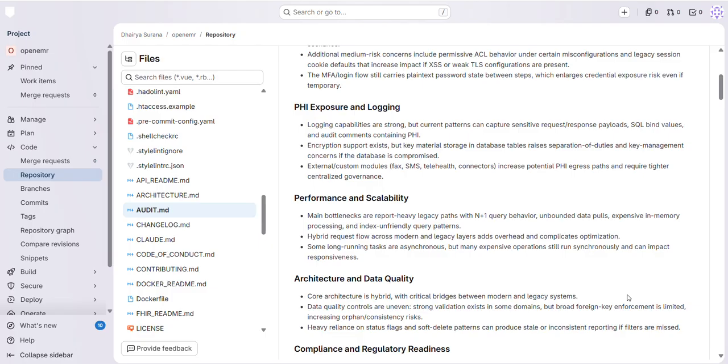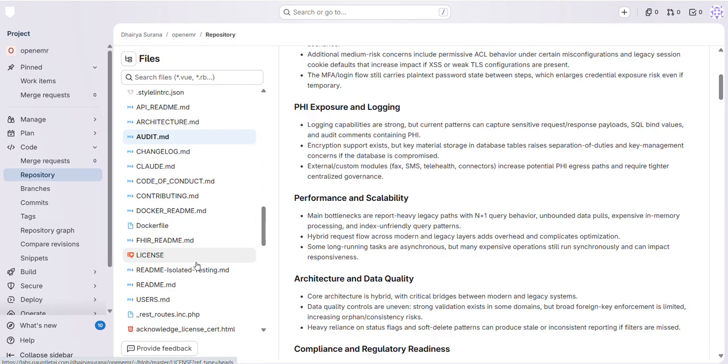And the final issue was the compliance readiness. The audit shows strong building blocks, but uneven policy enforcement around retention, disposal, and incident workflow. The risk is operational confusion during high pressure events. And that's it for the audit. Now we'll go on to the users.md.